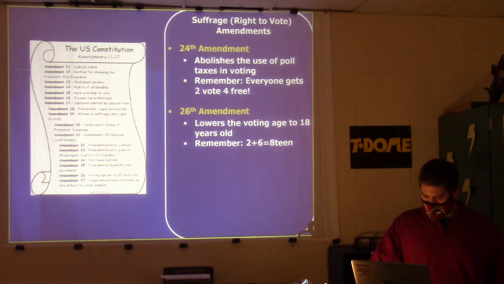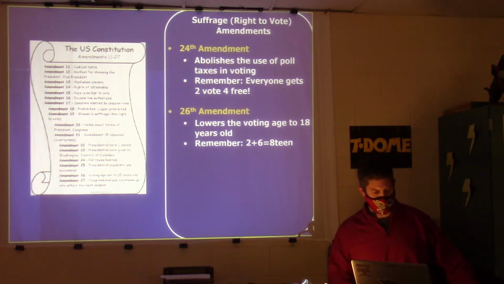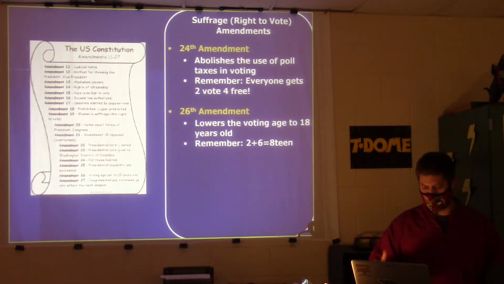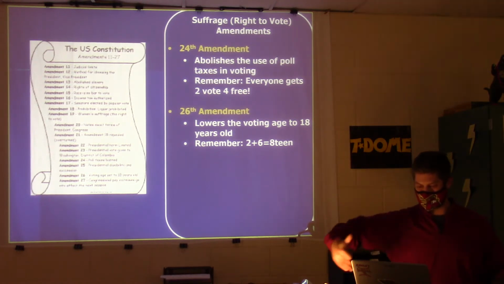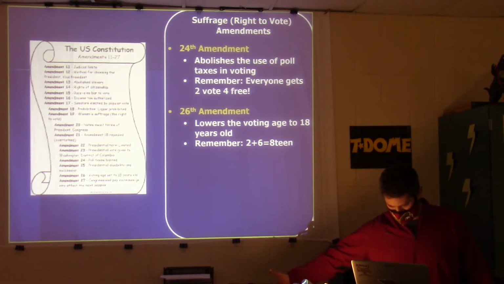The 26th Amendment lowers the voting age to 18 years old. You know, the argument here was, if I can go to war and die for my country, why can't I vote for it or vote in it? So remember, 2 plus 6 equals 18.